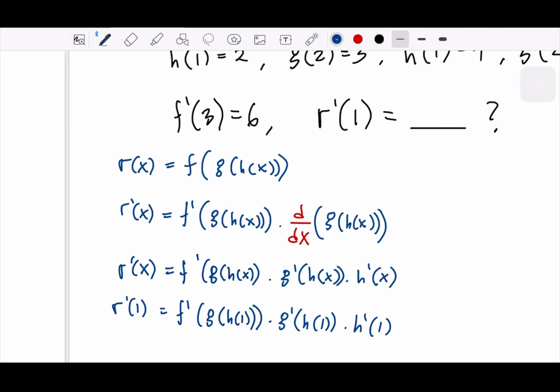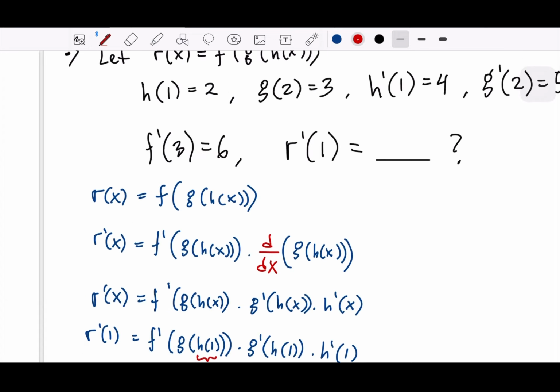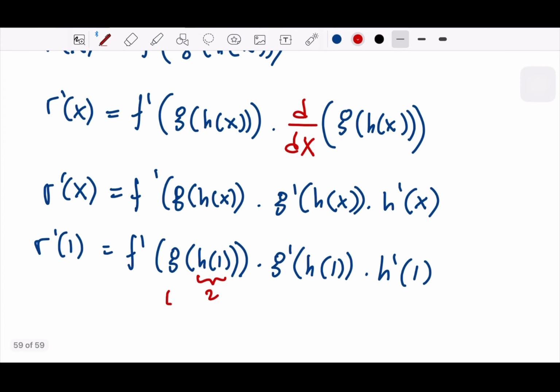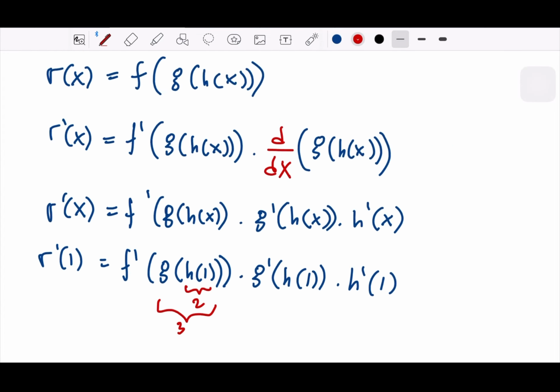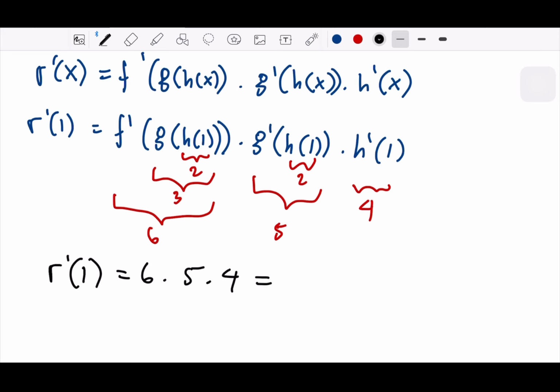So h(1) is 2, so this becomes 2. So g(2) is 3, so this becomes 3. f prime of 3 is 6, so this whole thing is 6. And h(1) is 2. g prime of 2 is 5, right? And h prime of 1 is 4. So we have 6, 5, 4. So R prime of 1 is 6 multiplied by 5 by 4. It's 120.